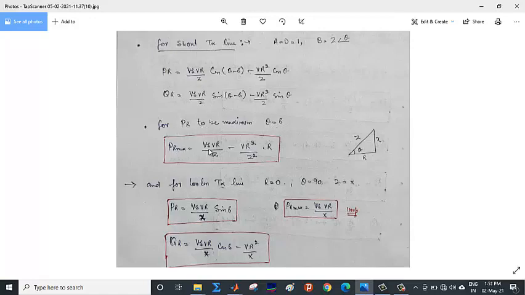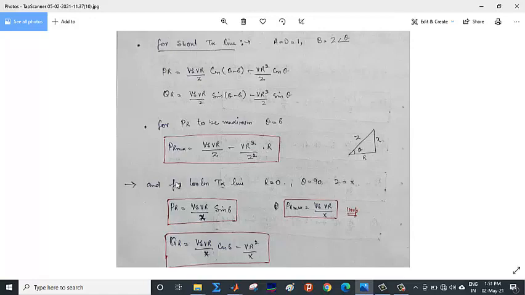That means PR maximum will be equal to VSVR by Z. That is, this will remain as 1 minus VR square by Z square into R. I actually changed this. From the impedance triangle, cos theta will be equal to R by Z. Here it will be R, here it is Z, and that will be Z square. It will be equal to VR square by Z square into R.